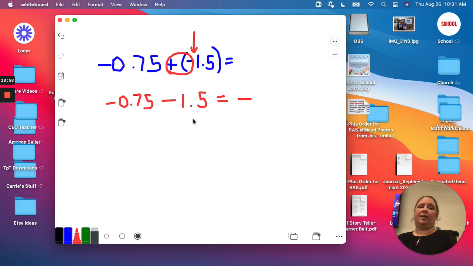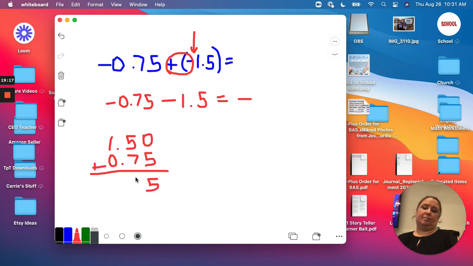You may use your calculators. Okay, so if I say 1.5 plus 0.75, you line the decimals up. 2.25. What is 7 plus 5? 12. Carry the 1. Yes, you were right, Joaquin.